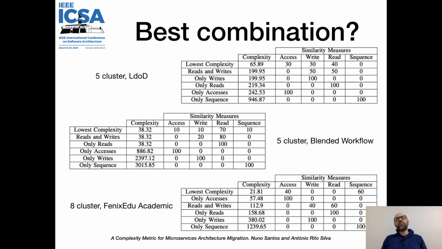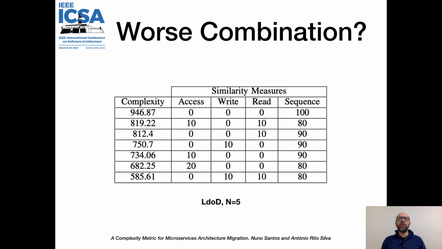Okay, and then we try to understand what is the best combination. What you can observe is that you cannot find, for these three systems, that the best combination is a particular combination of values for reads, writes, or accesses. You can see different combinations depending on the system you are looking at. But when you try to find the worst combination, it seems consistent that sequence is not good, at least when you look at our complexity metric. If you have a higher weight on sequence, you get a higher complexity.